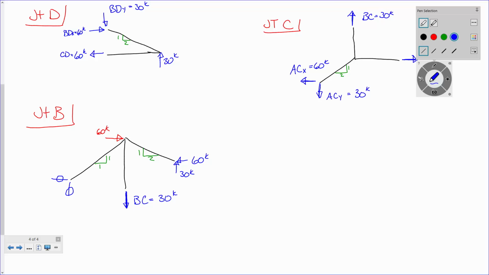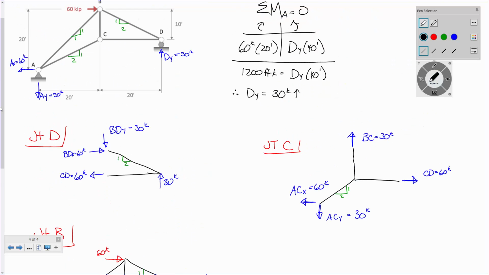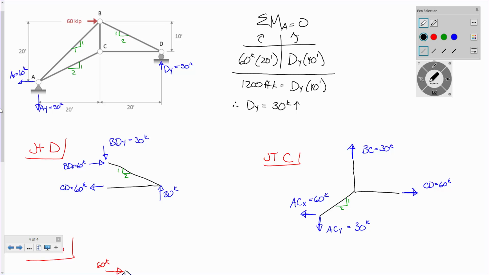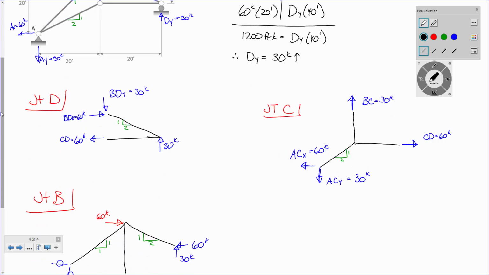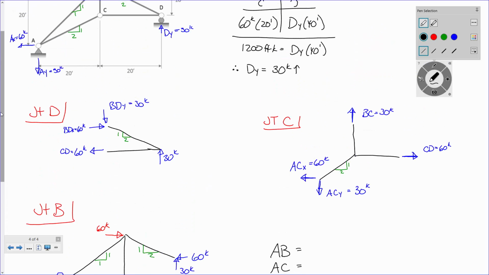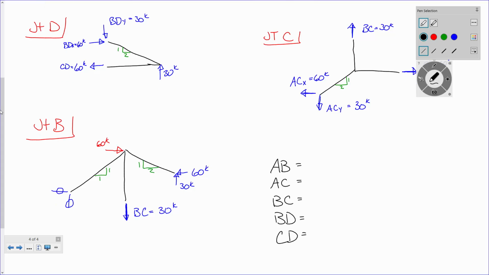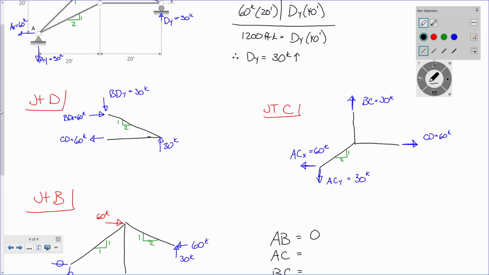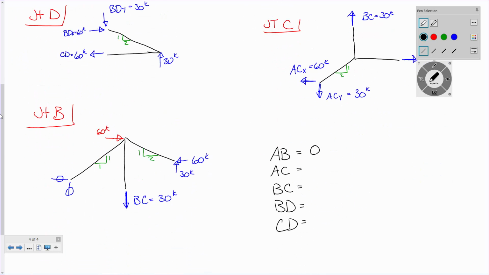All right, so let's start writing down a summary. Okay, how many members do we have in this truss? We got 5, right? AB, AC, BC, BD, and CD, right? Am I missing any? Okay. What's the force in AB? 0.